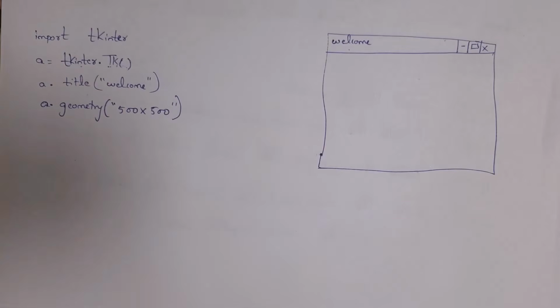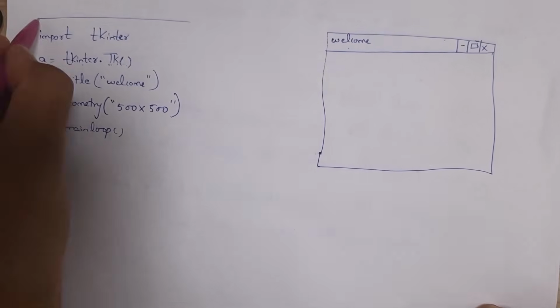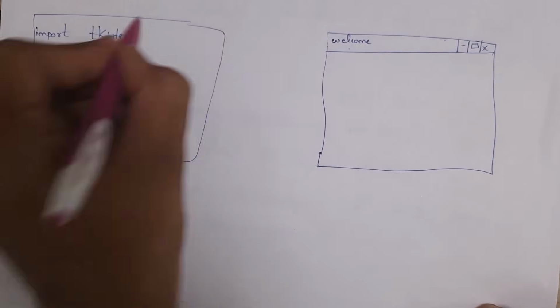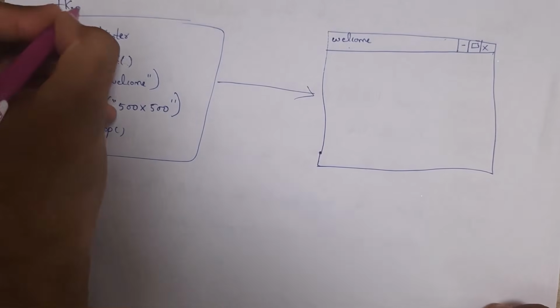And at last it should display output. So just write here a dot main loop. This is program in order to create this welcome window. I am saving this file with name tk.py.